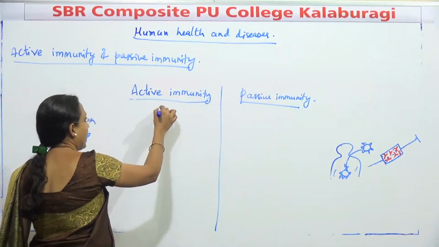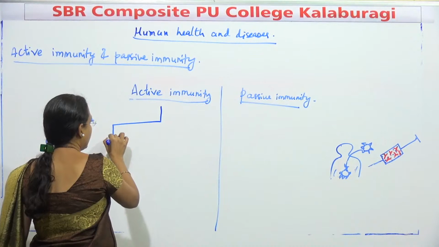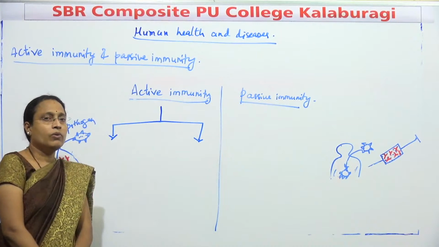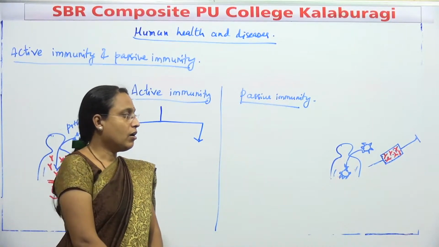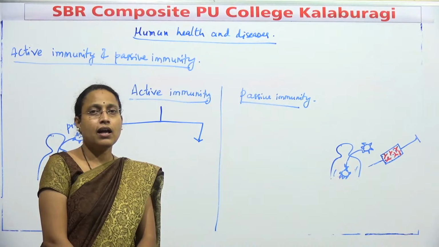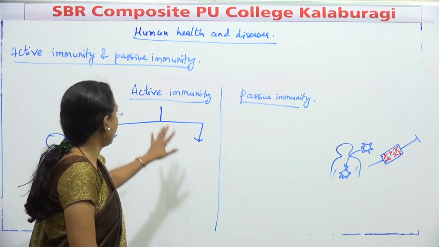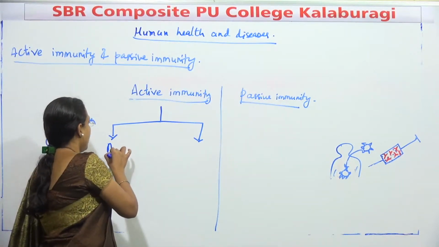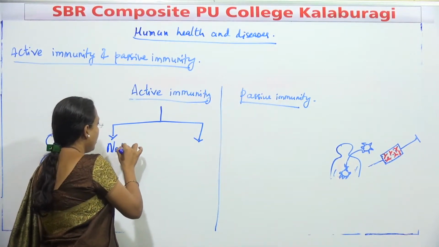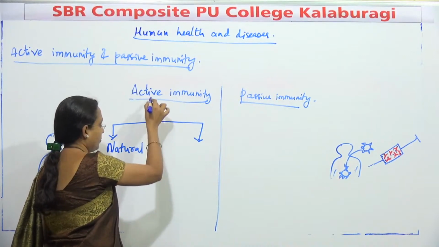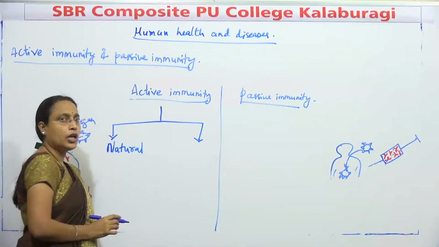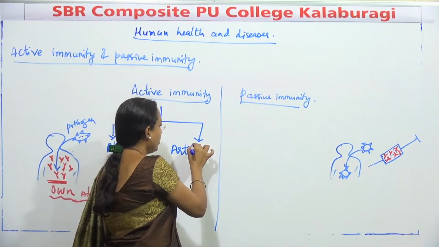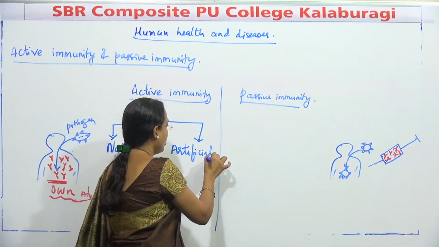Here, active immunity can be further divided into two types, depending on whether the immunity is natural or artificial. Based on that, active immunity can be divided into natural active immunity and artificial active immunity.